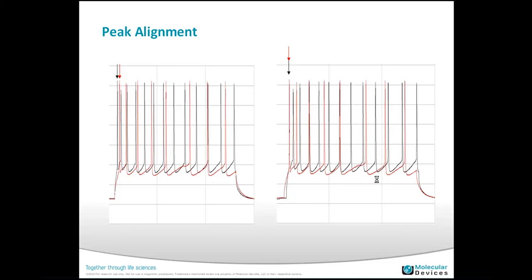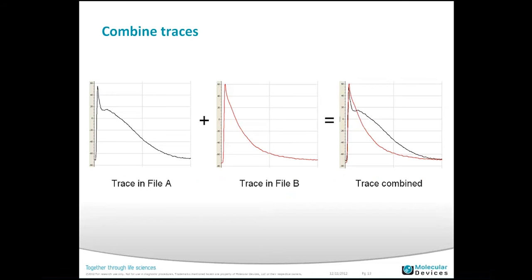Then we will talk about the peak alignments. In this slide you can see two traces, with a current injection to evoke action potentials. You can see the first spike of the different traces are not aligned right now, but we can align the first peak of these two traces together, as shown on the right-hand side. I will show you how to do that. I will also show you how to combine traces from different files. For example, this trace is from file A and this trace is from file B. We can combine these two traces together to get this figure.